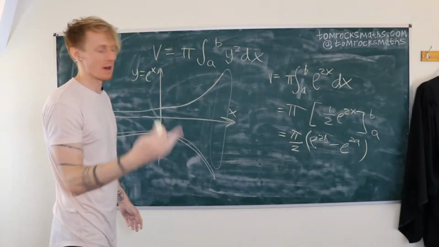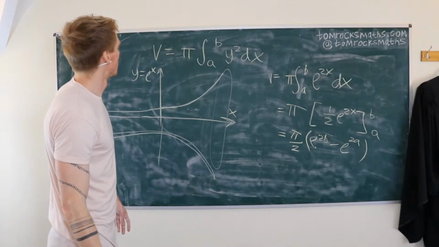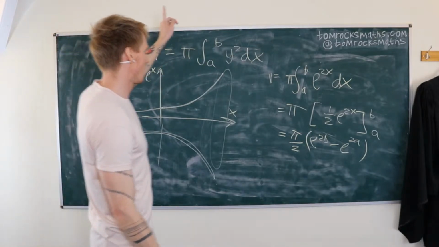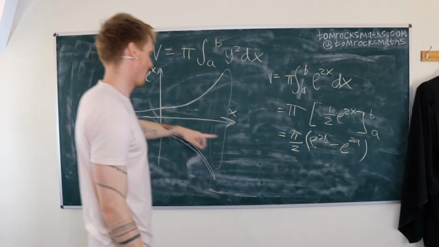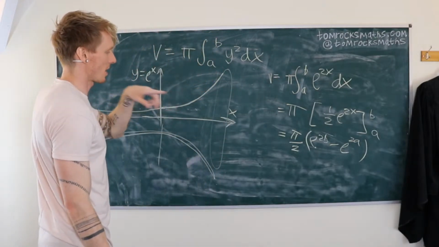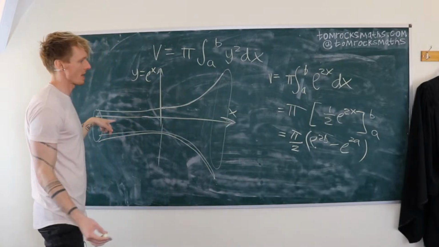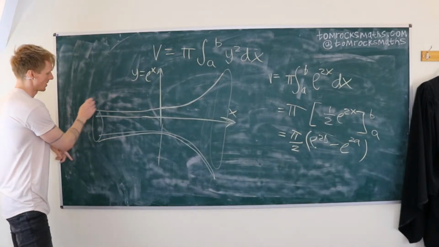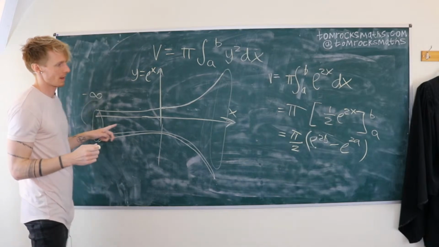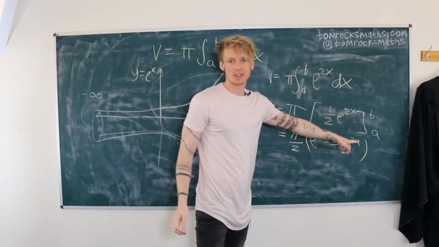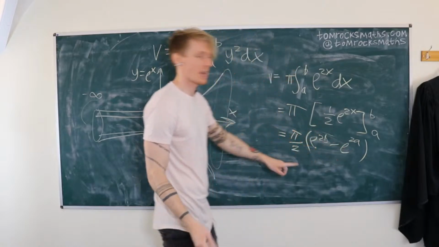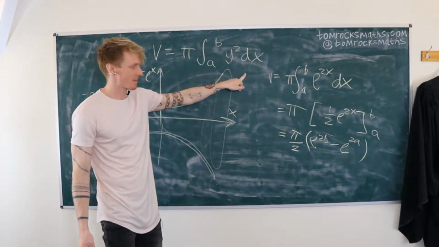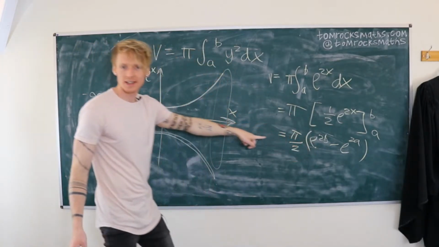So if we now think about it, we've got pi y squared dx, pi over 2. And if we now plug in the values, we can think about what a and b might be. So if a was going all the way down to minus infinity, then e to the minus infinity would give us 0. So that term's going to vanish if we went all the way down to minus infinity. But then if we went all the way up to positive infinity, this one goes to infinity.